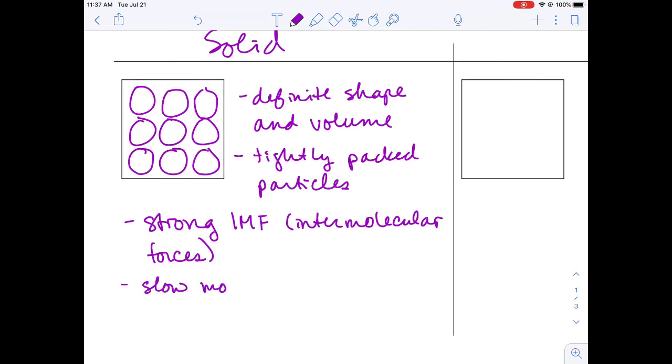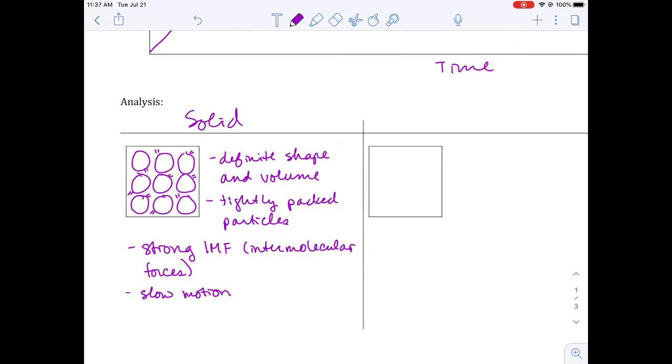So I said a minute ago that they move really slowly. So we're going to draw little lines that we call whooshies to show that they're moving. They're just not moving very fast.